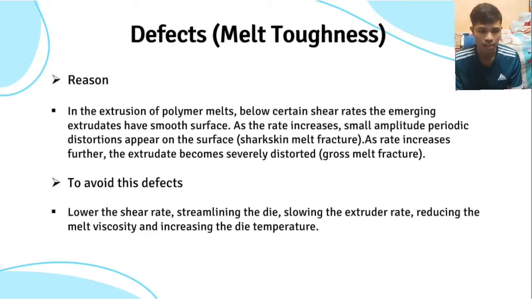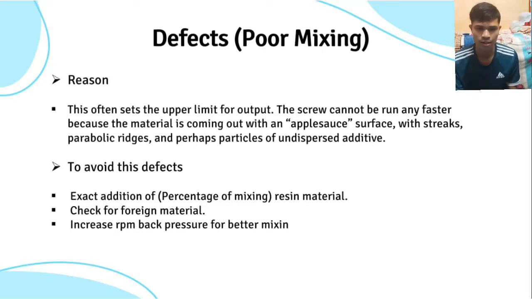So to avoid the defects, firstly lower the shear rates, streamline the die, slow the extruder rates, reduce the melt viscosity, and also increase the die temperature. And lastly is blowing sleeves.